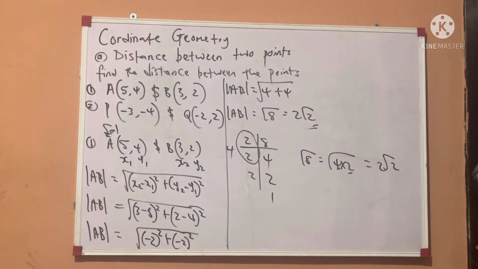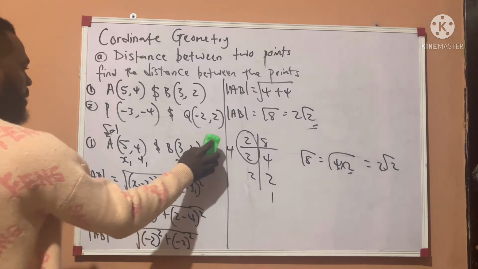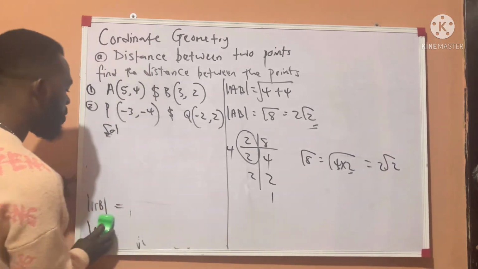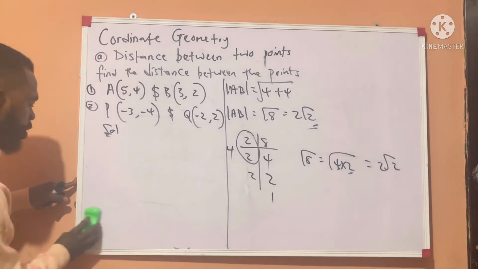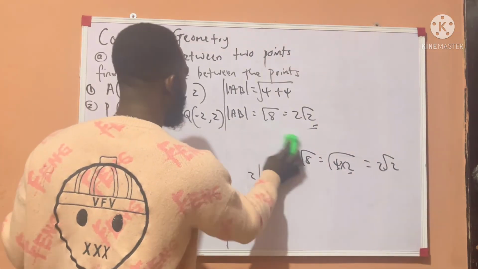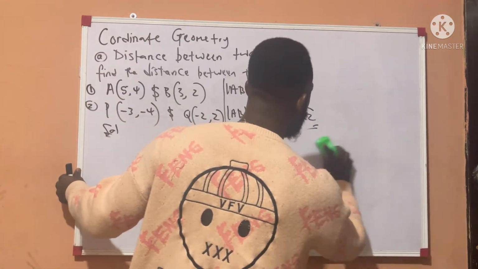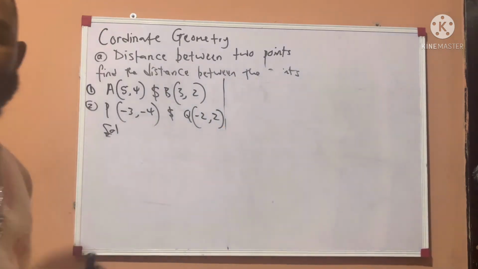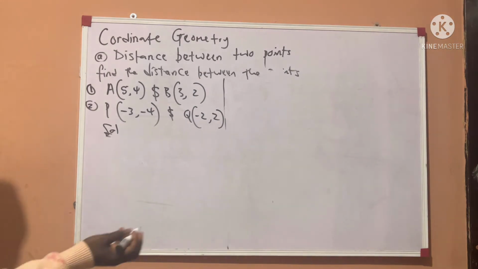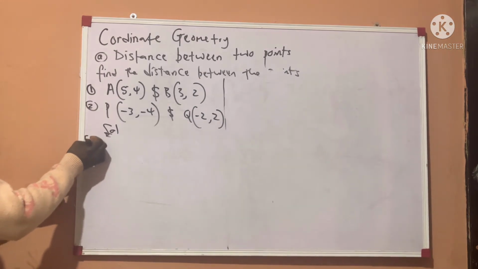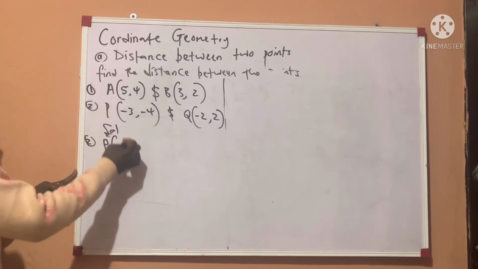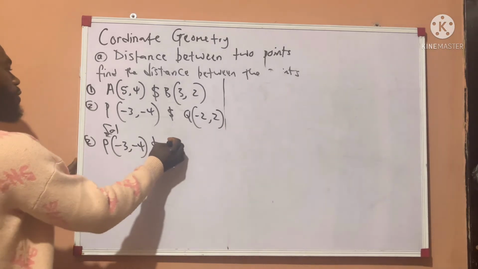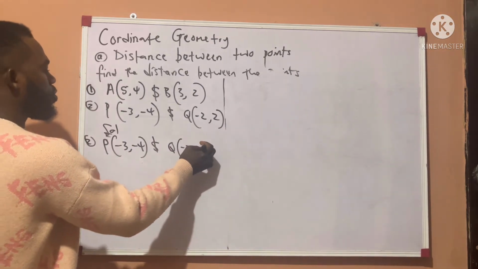Let us solve question number 2. You see how simple it is if you understand how the formula works. The first thing you just need to do is know the formula, and when you know the formula, you are good to go. Now question number 2, we are told to find the distance between P and Q. Coordinates of P are minus 3, minus 4, and coordinates of Q are minus 2 and 2.